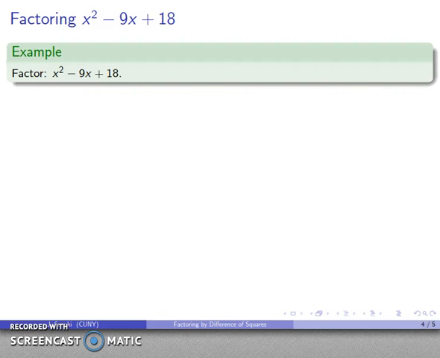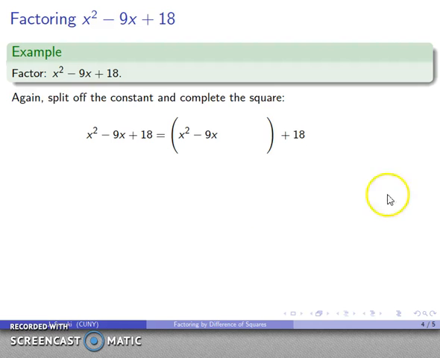Well, let's take a look at something a little bit more complicated, x squared minus 9x plus 18. So again, we'll split off the constant and complete the square on the remaining terms. So that plus 18, I'll put that aside for a minute, x squared minus 9x, and then something else goes in here to make it a perfect square.